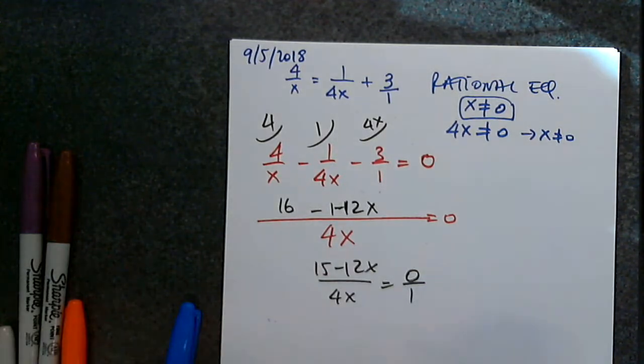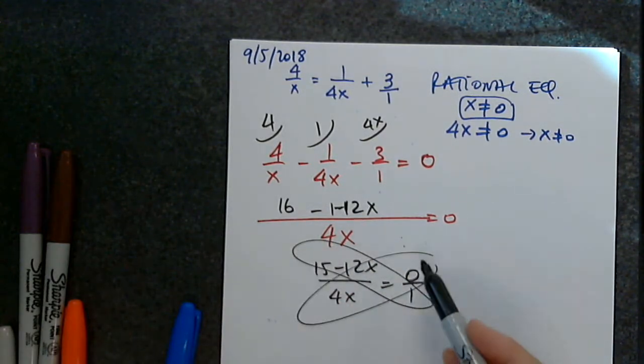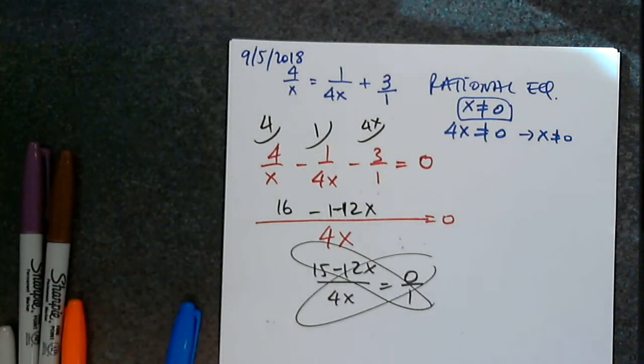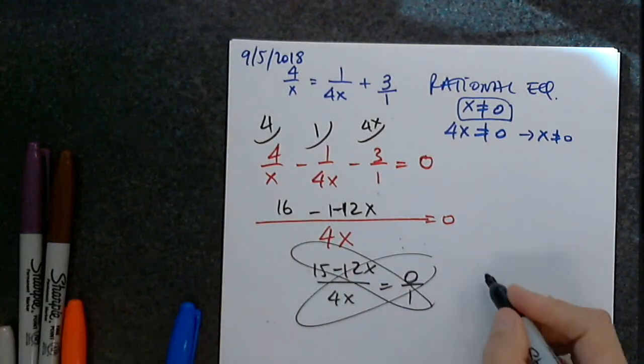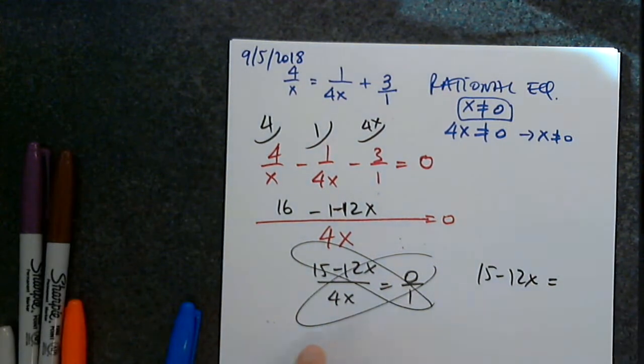So now at this stage, I know this is a proportion. I worked hard to change, quote unquote, this equation from a rational, complicated, if you want, equation into a proportion. Now everything is straightforward. These two multiplied will give me 15 minus 12x. These two multiplied will give me 0.